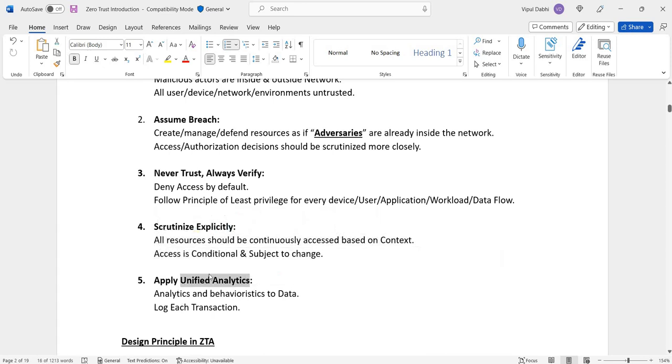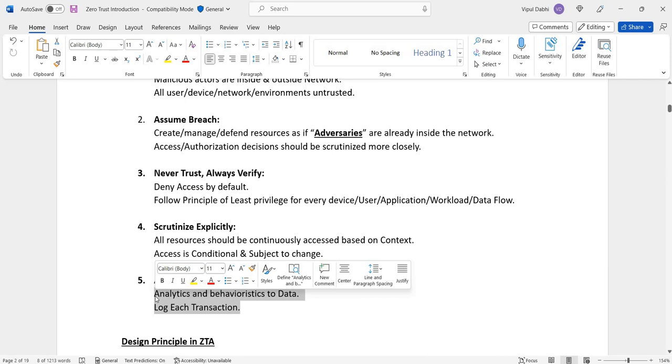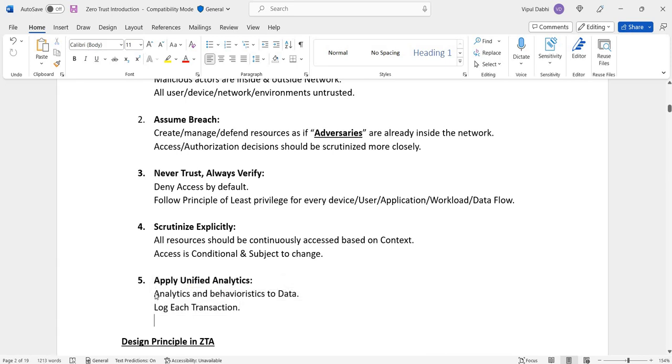Apply unified analytics and behavioral heuristics to data. What data? And we need to log everything: what changes have been made, who logged in, who accessed what, and all those things we need to log. So SIEM solutions play an important role in here. Eventually, these are all the principles, right? And at the end, whoever is implementing these principles needs to have some executing application for it, right? So that's the key, converting principles into the execution unit.